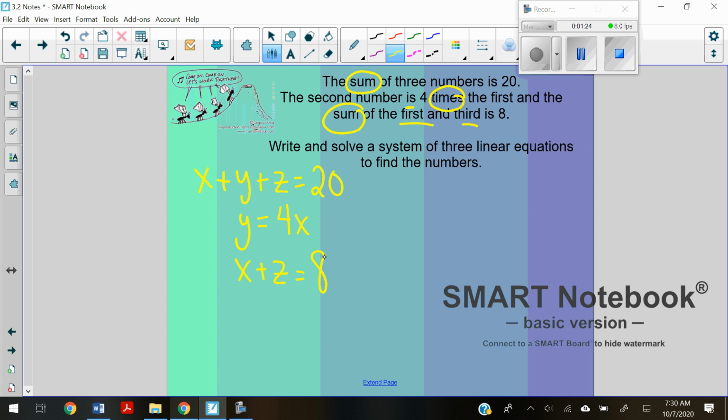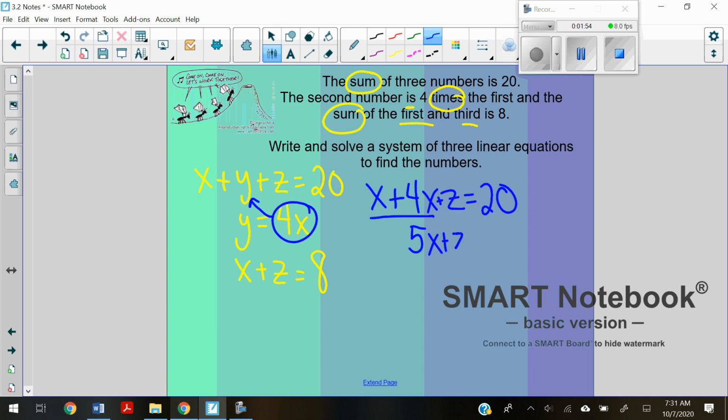All right. So the first thing that I would like to do is, I have a y equals. So I'm going to take that y equals and substitute it into my top equation. Okay, so now I have x plus 4x plus z, oops, forgot my plus sign, equals 20. I substituted in that 4x in place of y. So I have like terms, so this becomes 5x plus z equals 20.